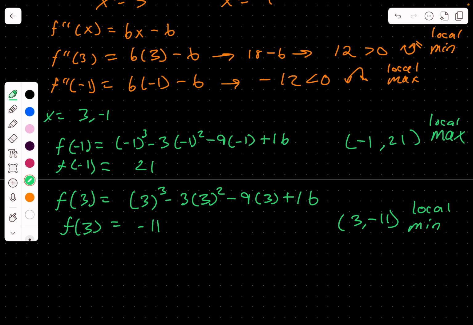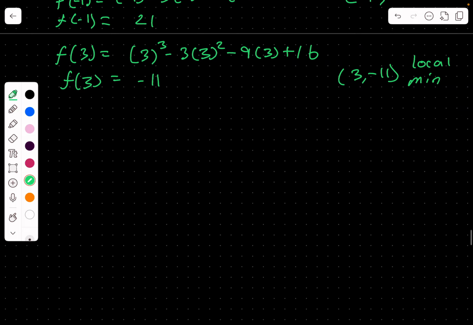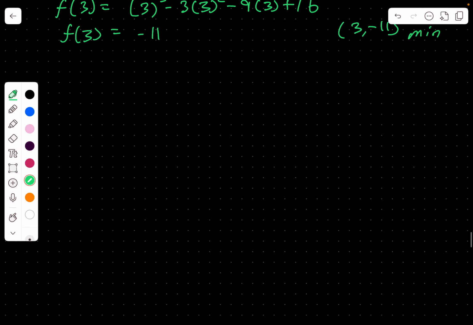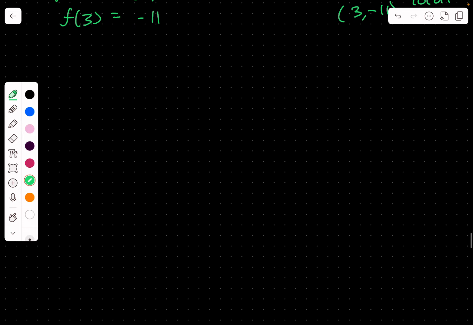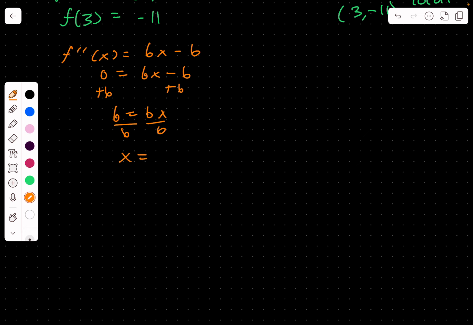Now let's find our inflection points. Remember, to find our inflection points, we must set our second derivative equal to 0 and solve for our x values. Let's do that now. f double prime of x was 6x minus 6. We must set her equal to 0, and then we can just solve for x. We could do this two ways. We could just factor. Whatever you want to do, you can do. It's going to give you the same answer, though. And we get x equals 1.